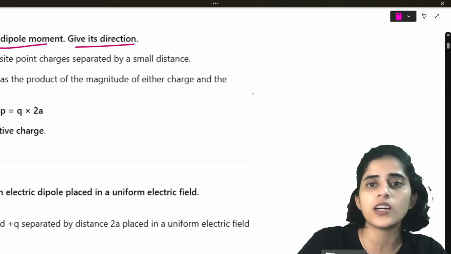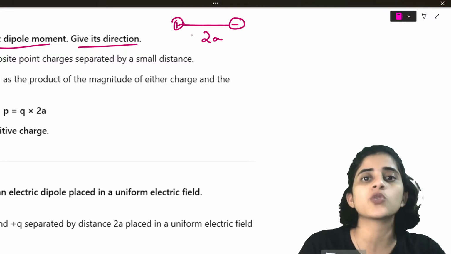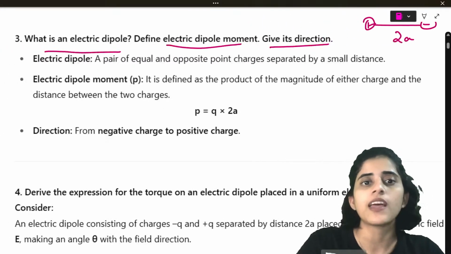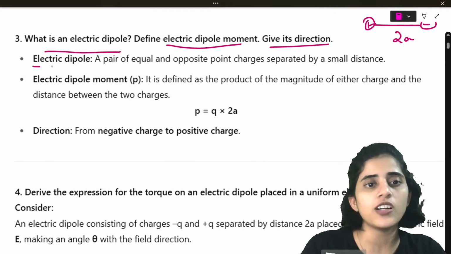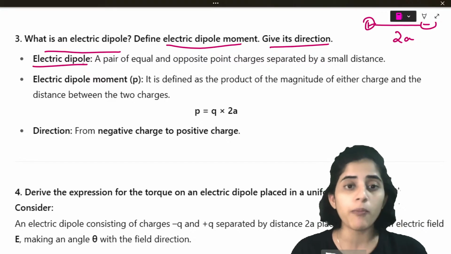So how does it work? Imagine you have a plus charge and a minus charge and you keep them at a distance of 2a, okay, then that is called an electrical dipole. Now, what is electrical dipole moment?